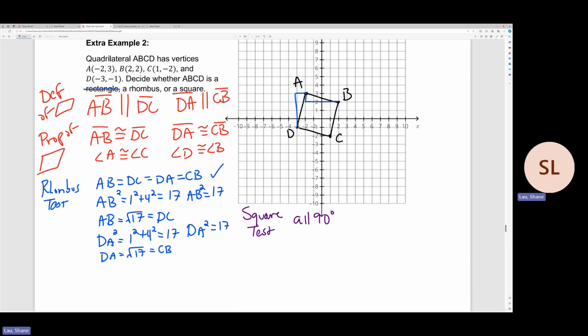In other words, because I have a quadrilateral, every single one of our angles has to be compared to each other. So the measurement of angle A must equal the measurement of angle B, which equals the measurement of angle C, which equals the measurement of angle D.